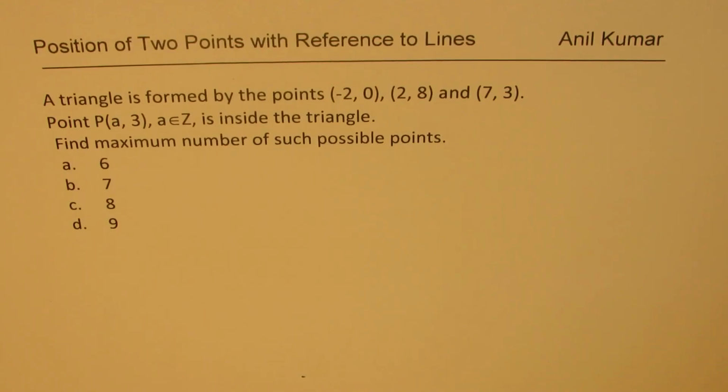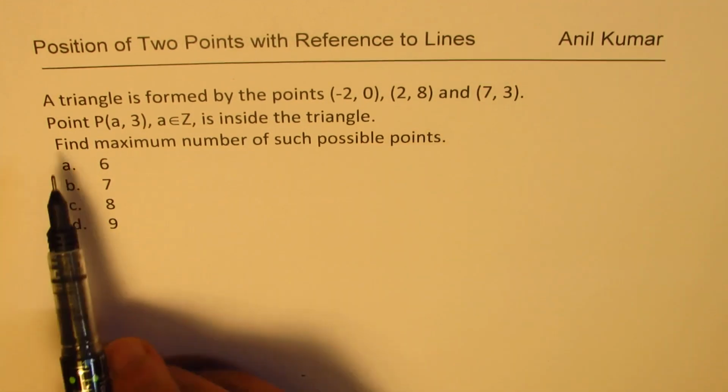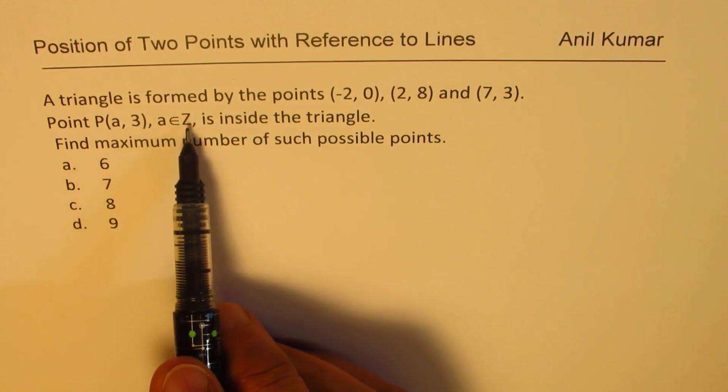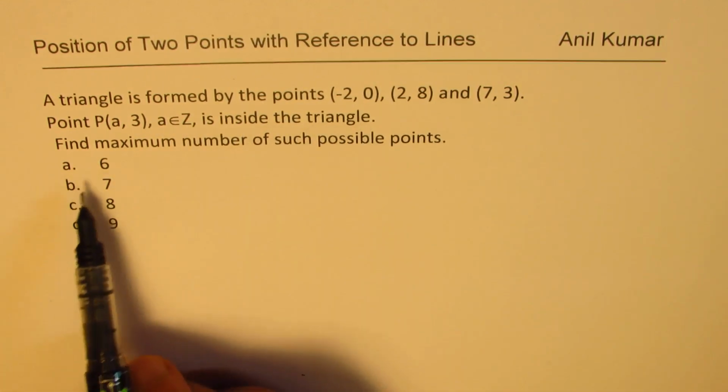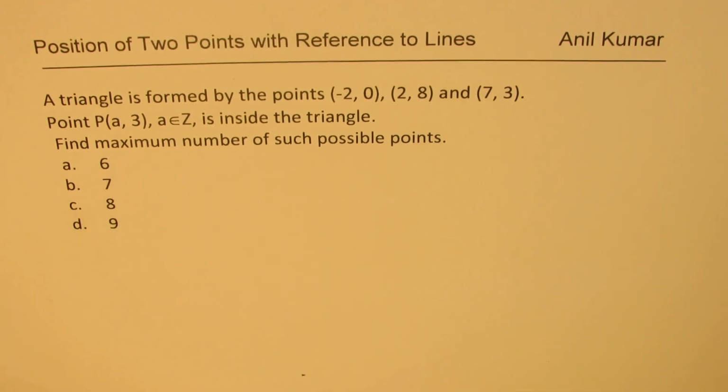Now, the question here is, a triangle is formed by points minus 2, 0, 2, 8 and 7, 3. Point P, a comma 3, where a belongs to integers, is inside the triangle. Find maximum number of such possible points. 4 choices are given to you. You can always pause the video, answer the question, and then look into my suggestions.